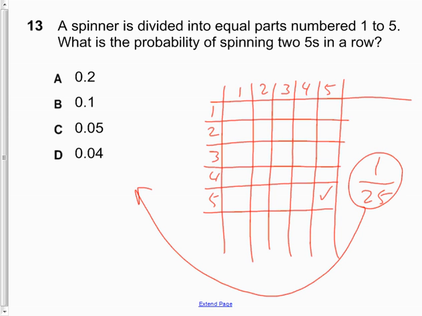So what you have to realize is that 1/25 is equal to 4/100ths. And once I realize that, then I can clearly see that my answer is D. It's 4/100ths, which also, if I wanted to say it a different way, there's a 4% probability of spinning a 5 and a 5.